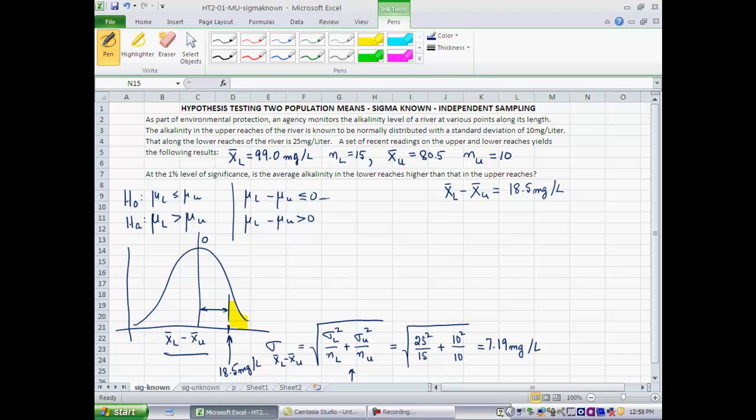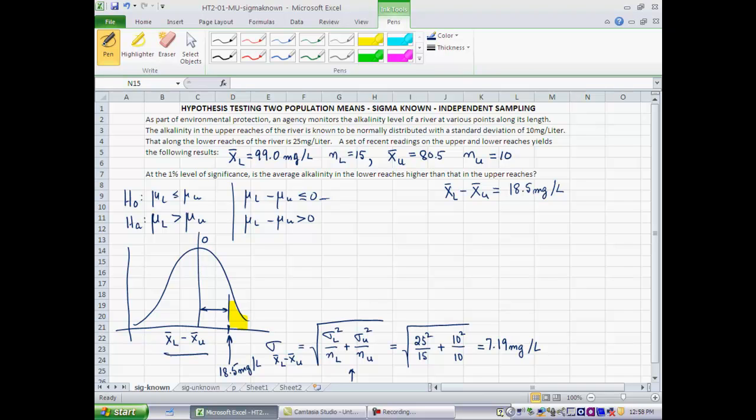And what would be the standard deviation of x bar L minus x bar U? We have calculated it, we have developed it in class. It's simply sigma squared L divided by N L plus sigma squared U divided by N U. So the expression here is pretty much the same that you had for a one population test case, except that there are two terms to be added together.